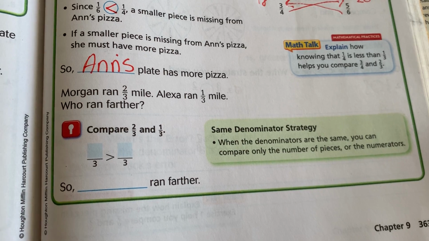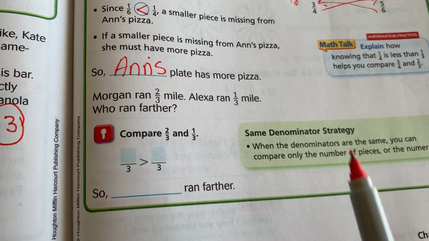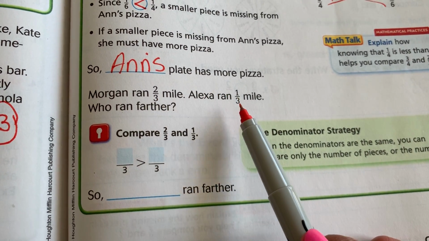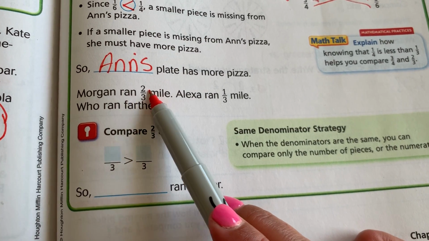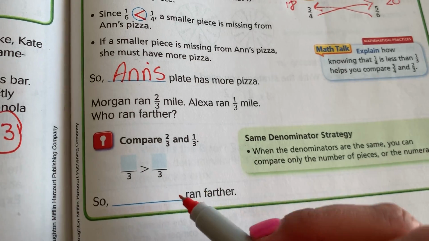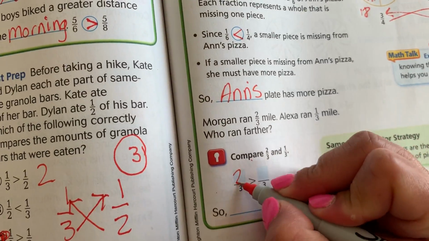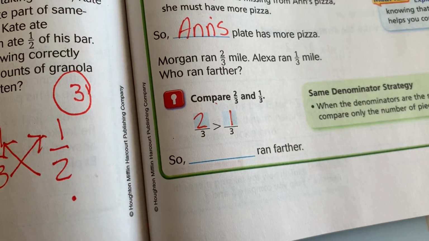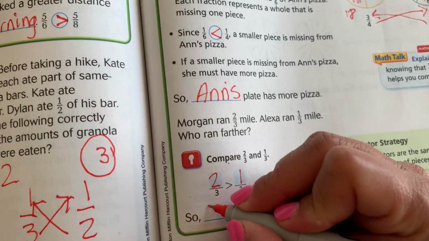All right, the next one, 2/3 and 1/3. They're both the same denominator. So here you just have to look at the top. This one's 2, this one's 1. So Morgan is bigger. So 2/3 is bigger than 1/3. So Morgan ran further.